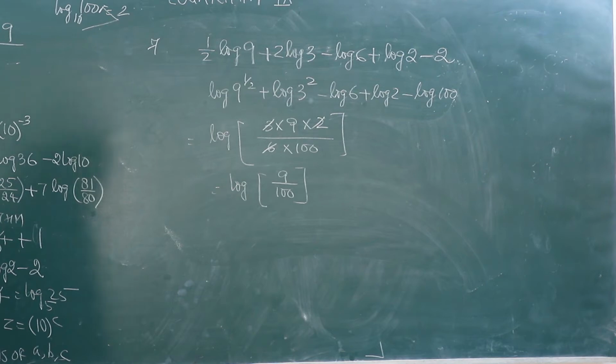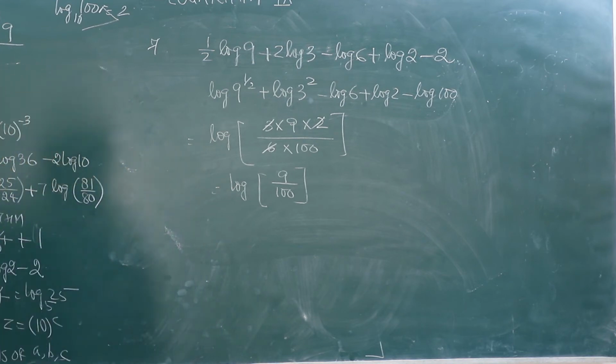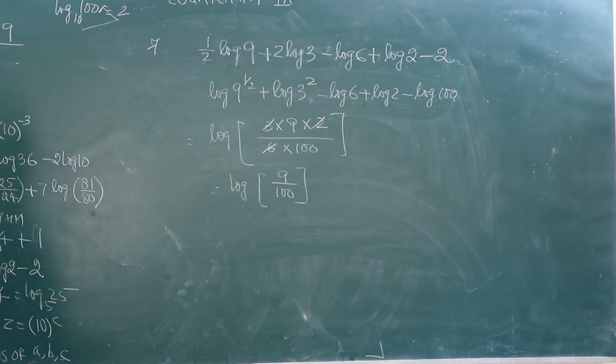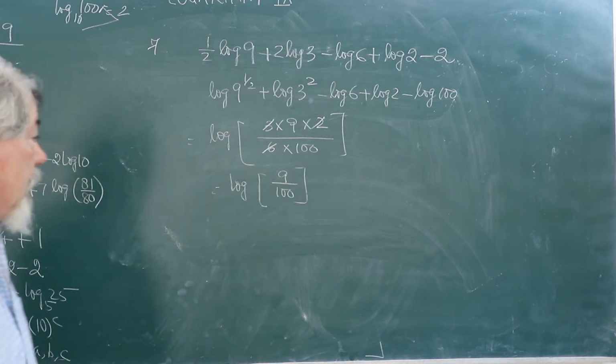You can leave the answer as it is, or if you want to simplify it, no. Because he wants to express it as a single logarithm, it is alright. As a single logarithm it is log 9 upon 100. We are expressing it as a single logarithm. So log 9 upon 100.